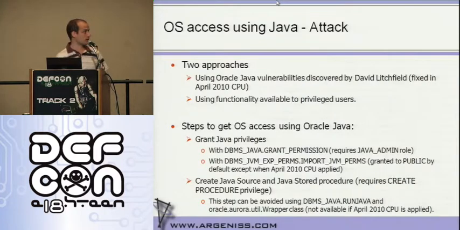So the next attack example that will get operating system access is the Java attack. There are two approaches that I will be showing today. One doesn't require special privileges, and it uses the vulnerabilities discovered by David Litchfield this year, that are fixed in the April 2010 CPU. Another way to do it is using the functionality that is available to privileged users, the privileged users that Database Vault is supposed to protect from.